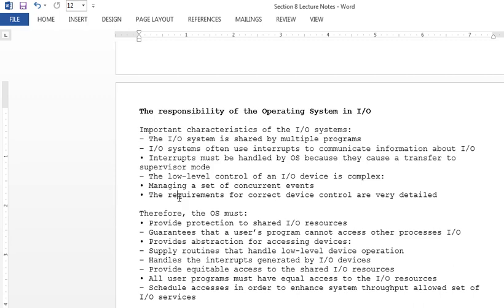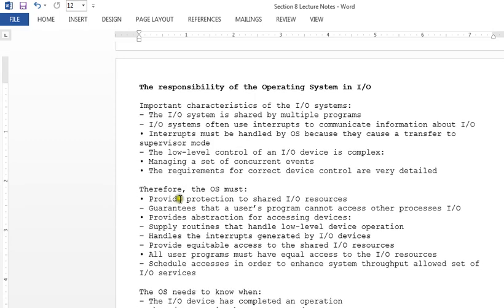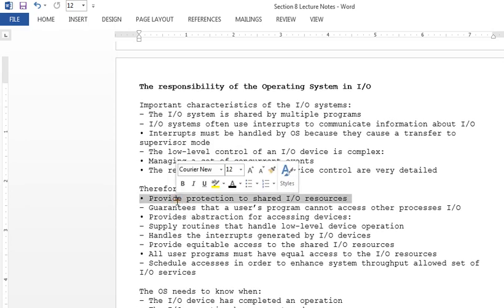Does that make sense? So you have to provide protection to shared I/O resources. You have to guarantee a user's program cannot access other processes' I/O. So if he's running a program, you can't let him say, oh wait, I'm going to grab all your stuff too, right? So you have to provide some sort of shared protection.